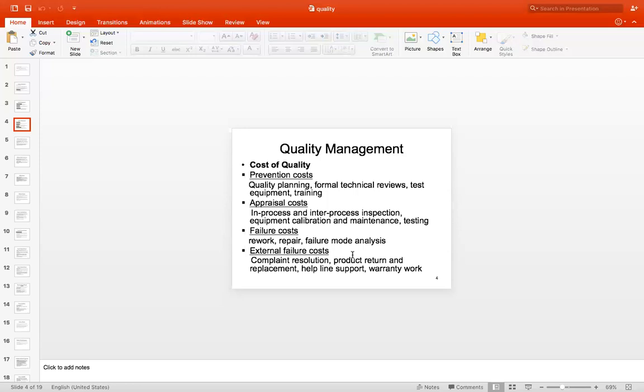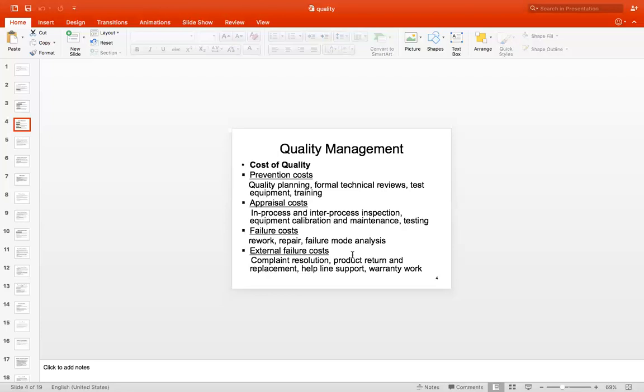So prevention cost. We always know that prevention is better than cure. So how can we prevent the increase of the budget? Or how can we prevent our project from going out of the budget? All these things have to be taken care of by doing quality planning, by doing some formal technical reviews, by giving some trainings to the people who are involved in the project. By doing all these things, we can always prevent the increase in the budget.